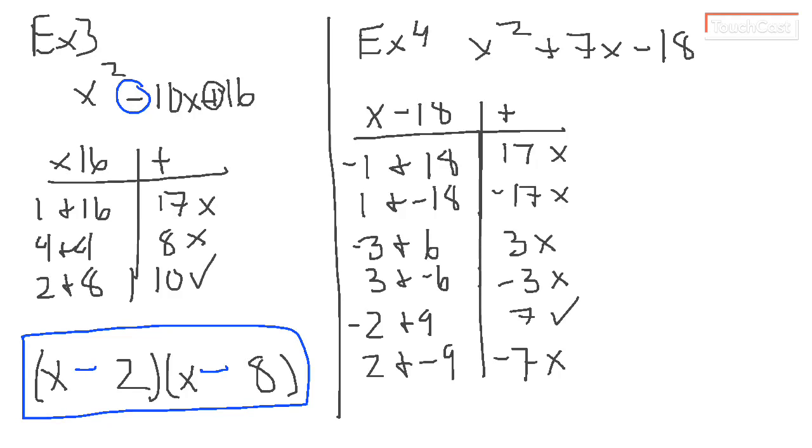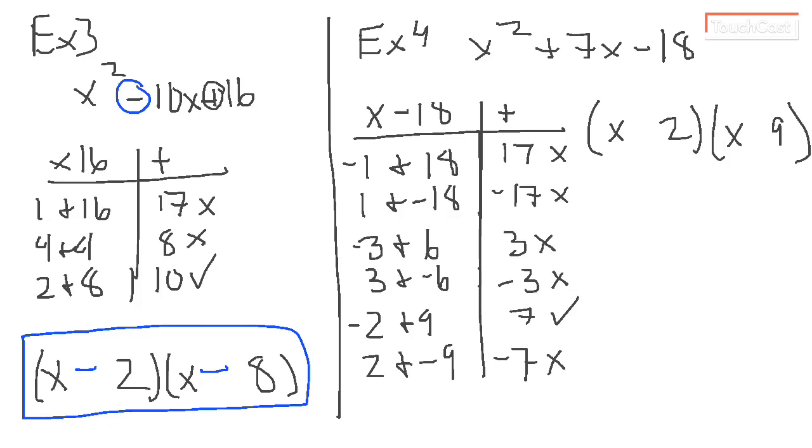Now here's another thing when we're setting up these factors. We're still going to do 2. They're both going to start with x. I'm going to show you another little trick. We know that 2 and 9 were our factors, and we know that 2 was negative.